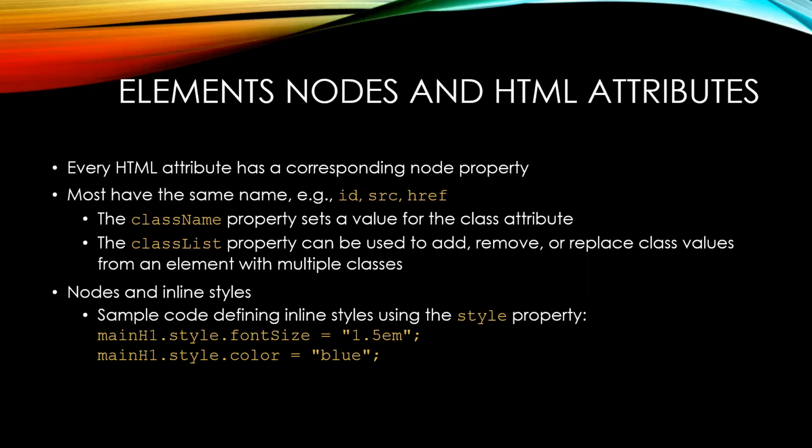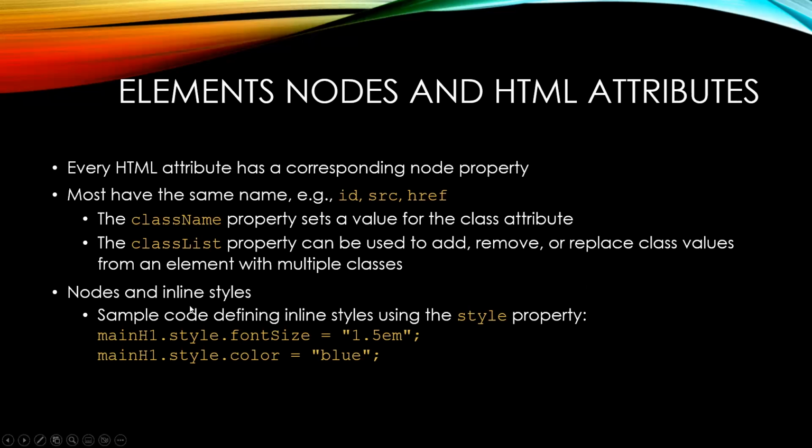Every HTML attribute is going to have a corresponding node property. Most of them have the same names. We've used these before: id, src for source, href for a URL. The className property is going to set a value for the class attribute, and the classList property can be used to add, move, replace values from an element with multiple classes.